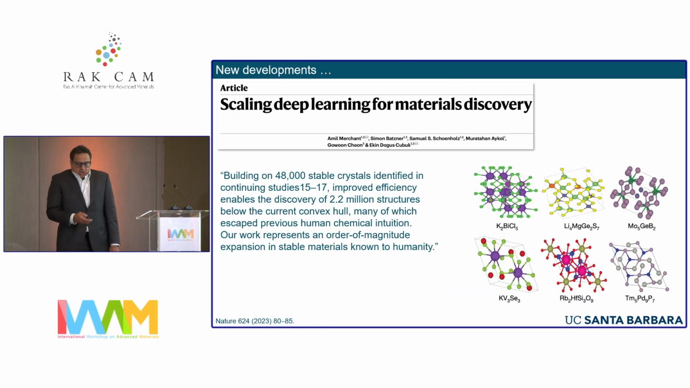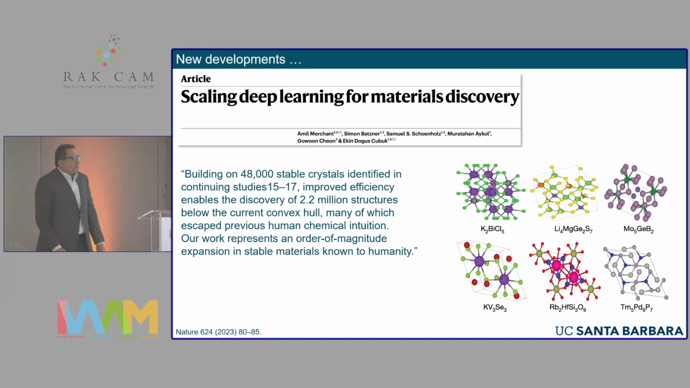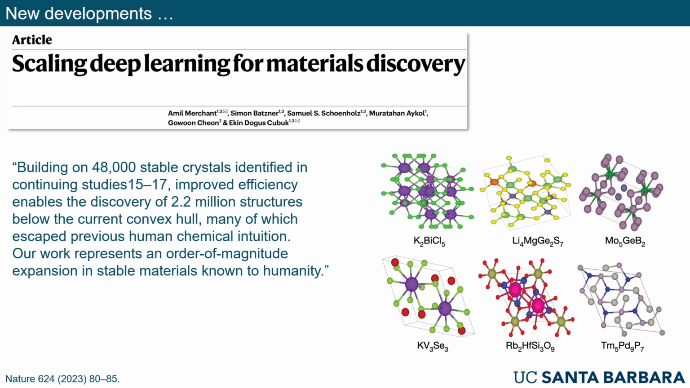So we want to find compounds. It's interesting that Google then publishes a paper that says that they can find, in fact, they don't use the word compound, they find materials, and we'll explain the difference in a minute. They say they found 2.2 million structures, and they said it's an order of magnitude expansion in stable materials known to humanity. So this already, there are lots of problems in the statement.